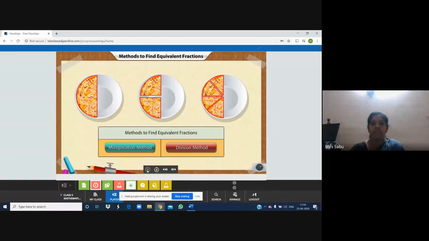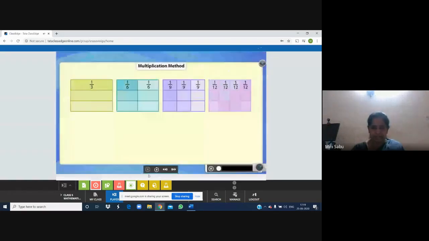Okay, children. There are two methods to find equivalent fractions. One is the multiplication method and the other is called the division method. Today we are going to study the multiplication method, so I am clicking on that. We have seen equivalent fractions 1 upon 3, 2 upon 6, 3 upon 9 and 4 upon 12. Have you noticed that multiplying the numerator and denominator of 1 upon 3 by 2, we get 2 upon 6, which is the second equivalent fraction?